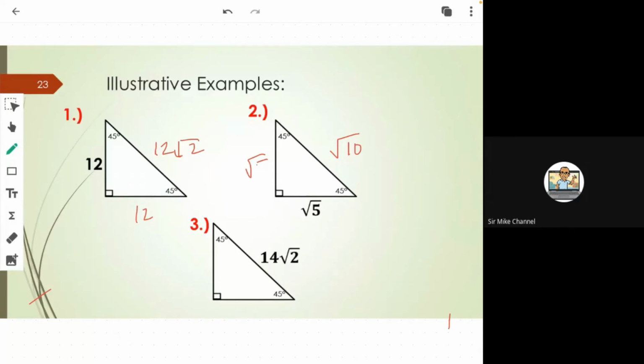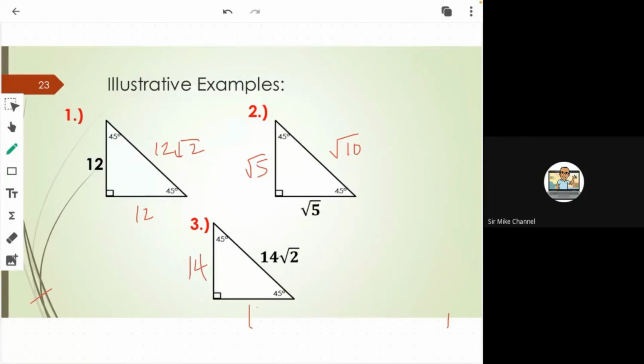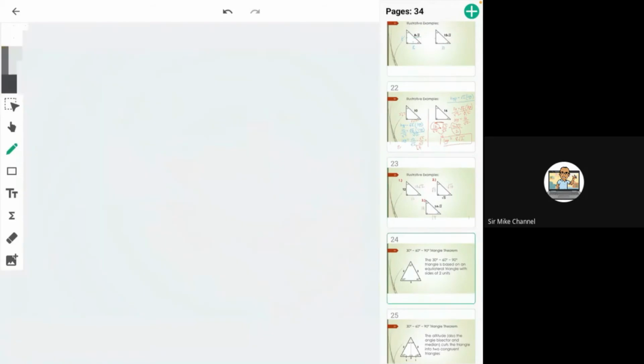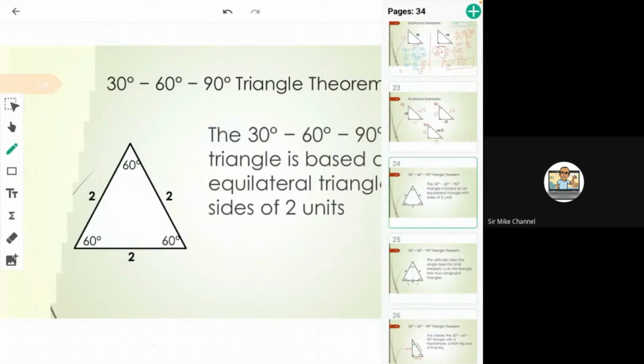Okay, Yashelin de la Cruz. Yung sa may mga leg po, 14. Okay, so the answer is 14. Okay, ayan. So ito yung pinaka-answer natin. So yun lang po yung pinaka 45, 45, 90 degrees natin. Okay, so let's move on to the other special triangle.